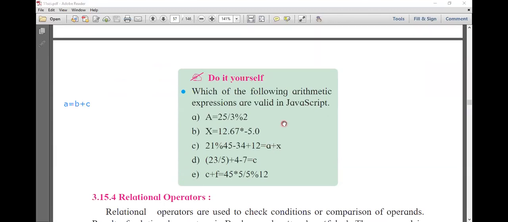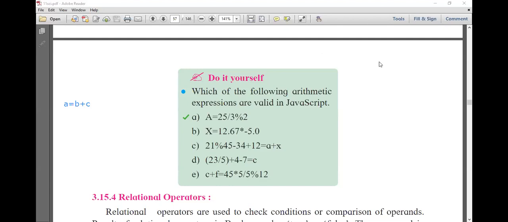Now here it is asked, a is equal to 25 divided by 3 mod 2. Let me know whether this statement is valid or not. Tell me, is this particular statement valid or not? Give me the answer in the chat box.